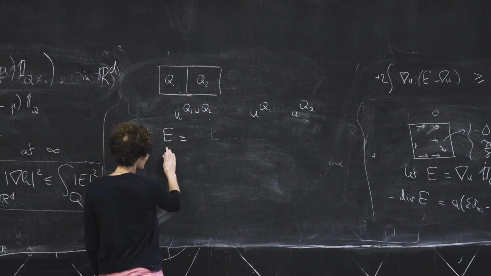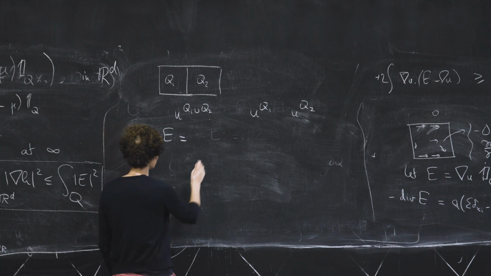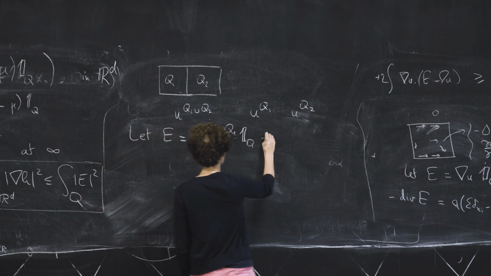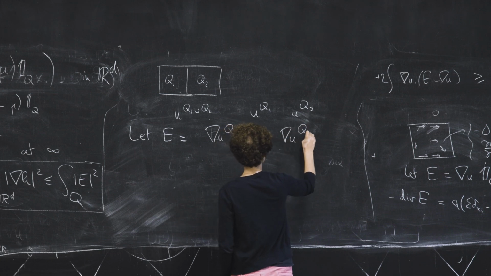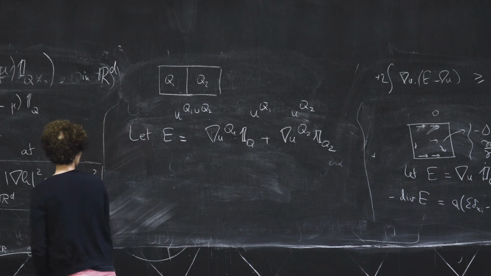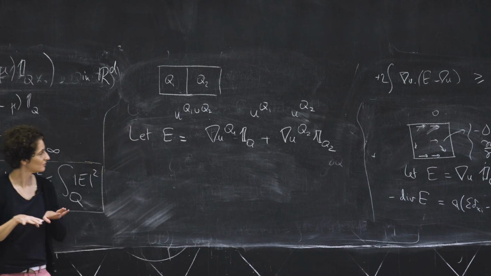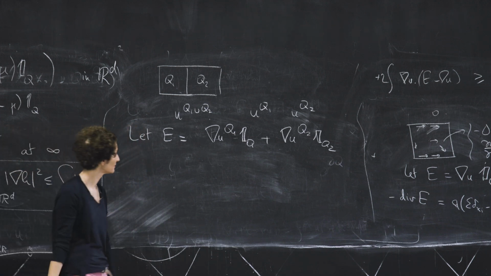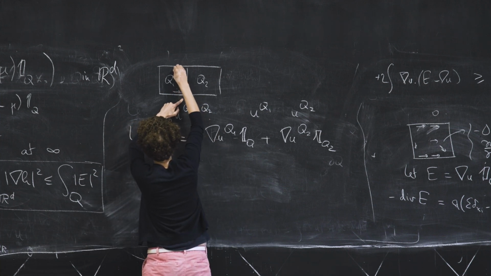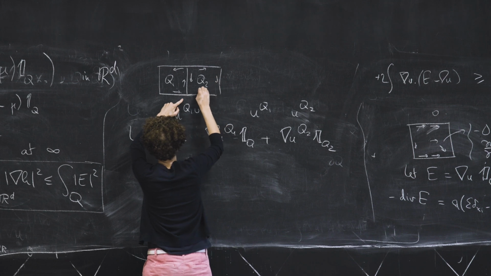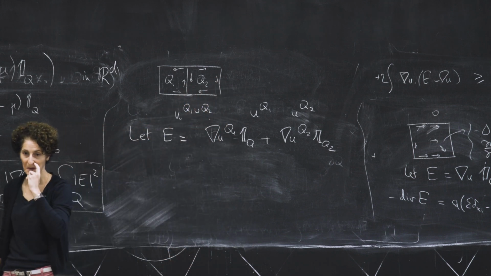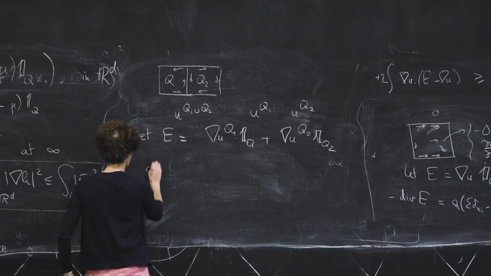So let us build a competitor, which is a vector field that's grad U Q1 when we're in Q1, and grad U Q2 when you're in Q2. Okay, so we paste the two vector fields together. And what about these vector fields? Well, again, they are tangent to the boundary by construction. So there is no jump of normal derivative, and so there is no divergence.